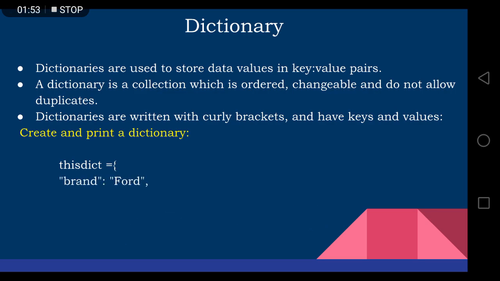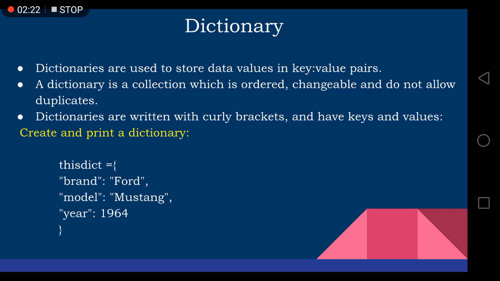There we have brand as one key and the value is Ford, and then model is the key and Mustang is the value, and then year is the key and 1964 is the value. Okay, and we are closing the curly brace. Now the dictionary is created. Now the dictionary has three different variables or values, the keys: the brand, model and year of the car.